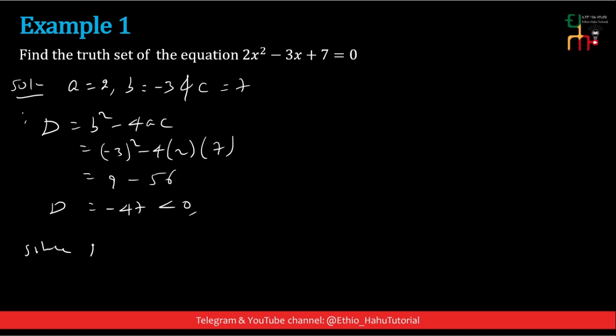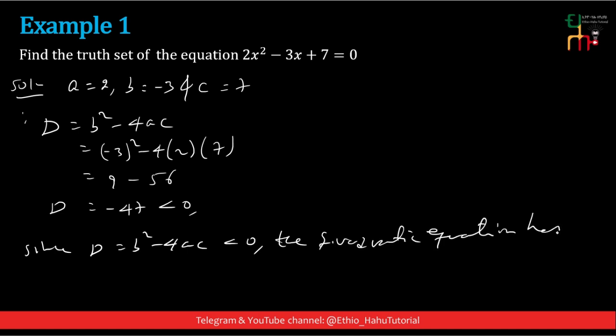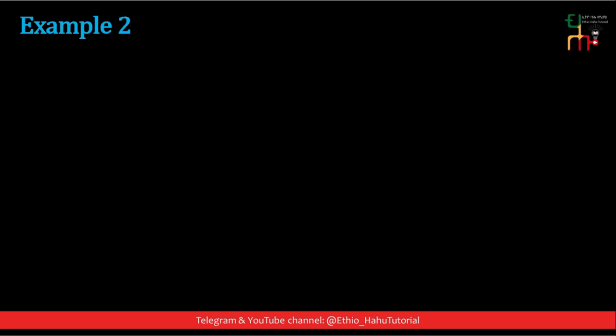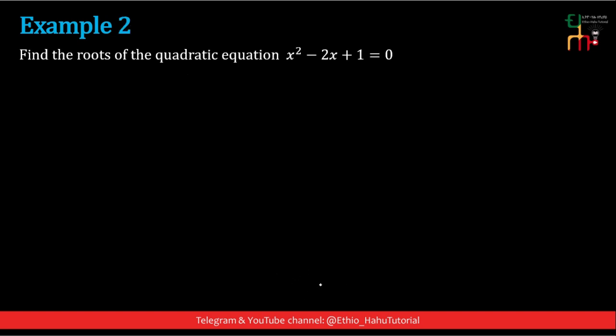Since d is equal to b squared minus 4ac is less than 0, the quadratic equation has no real root. That is, the true set is simply the empty set. Example 2. Find the roots of the quadratic equation x squared minus 2x plus 1 is equal to 0.